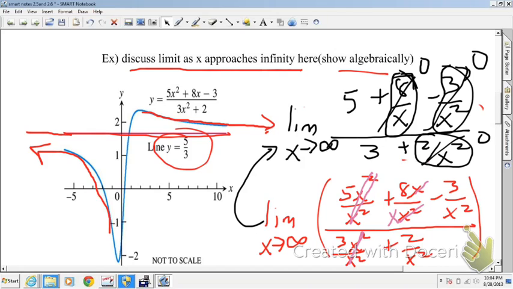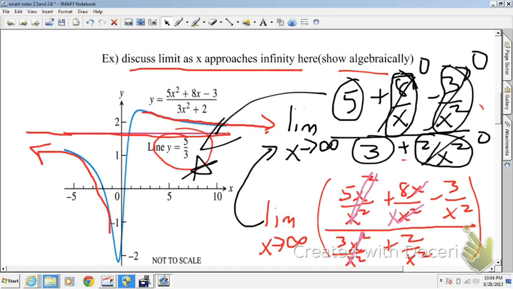And then after all that sweat equity, what are you going to be left with? You're going to be left with 5 over 3. So we knew it graphically, that as x becomes larger and larger, those y values are tending towards 5/3. But now we're showing that algebraically, okay?